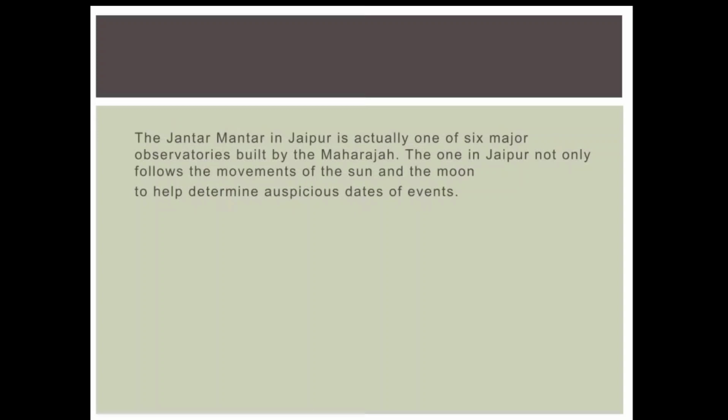The Jantar Mantar in Jaipur is actually one of the six major observatories built by the Maharaja. The one in Jaipur not only follows the movements of the sun and the moon to help determine auspicious dates of events, it also helps map the position of the stars in the sky.